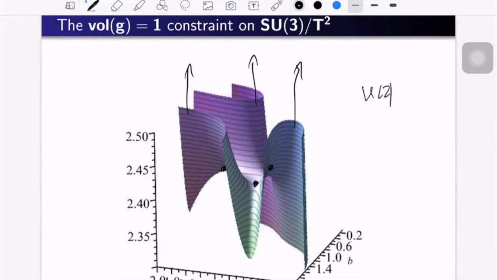And I would like to understand why these have to exist. There's another critical point in the middle here, which is a biaxial metric, but it turns out that doesn't have to exist for any kind of topological reasons. Okay, so that's a typical picture I want to understand and look at for the Einstein case.